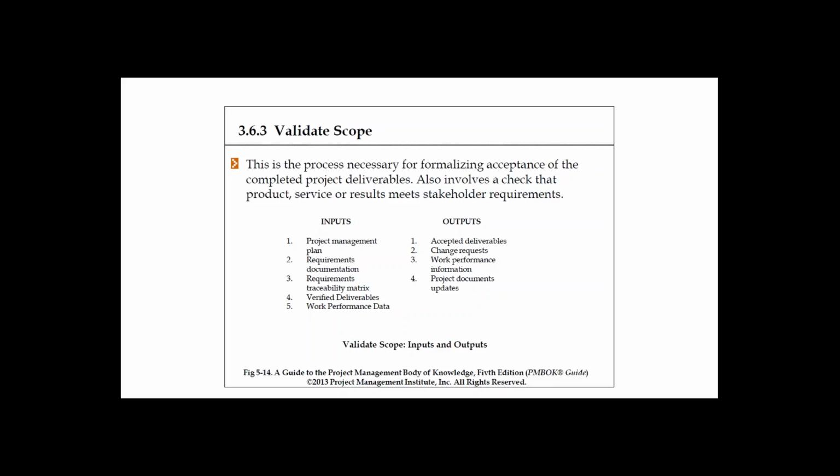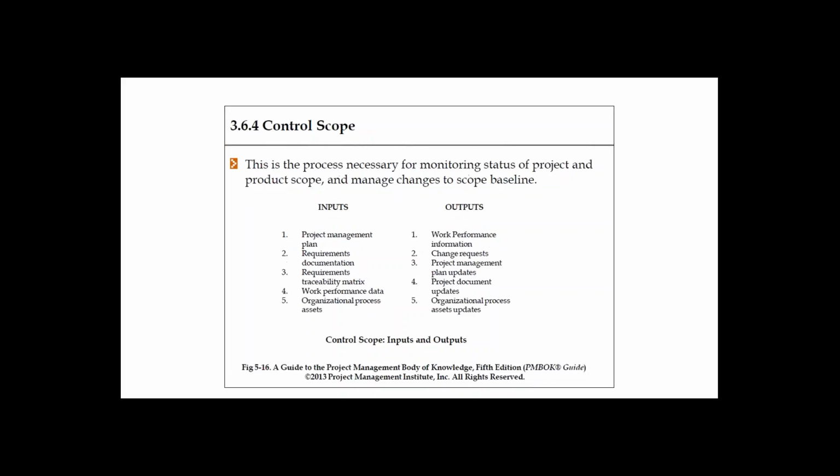Outputs: accepted deliverables. Here you have verified deliverables. Once you validate scope, it becomes accepted deliverables. And then you have change requests. If someone says, okay, this is not correct, you go fix it, then it is a change request. Work performance information: work performance data becomes work performance information, that means a streamlined information of the raw data. Then project document updates. So if it requires changes to other project documents, you will make the changes.